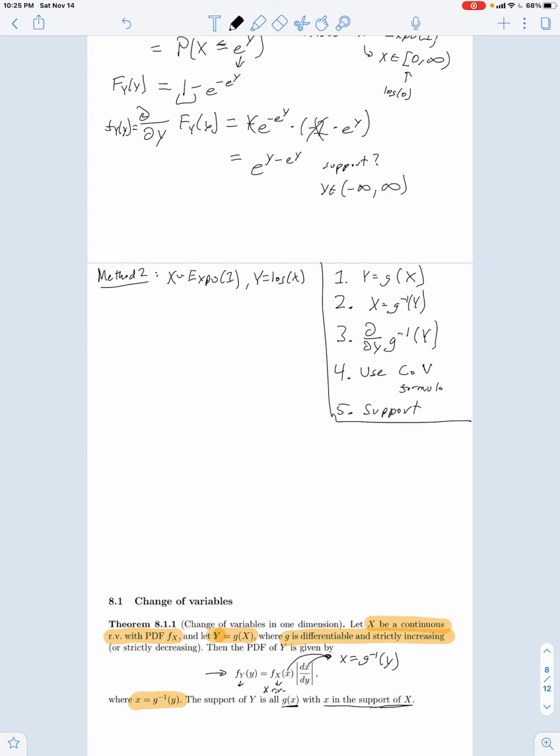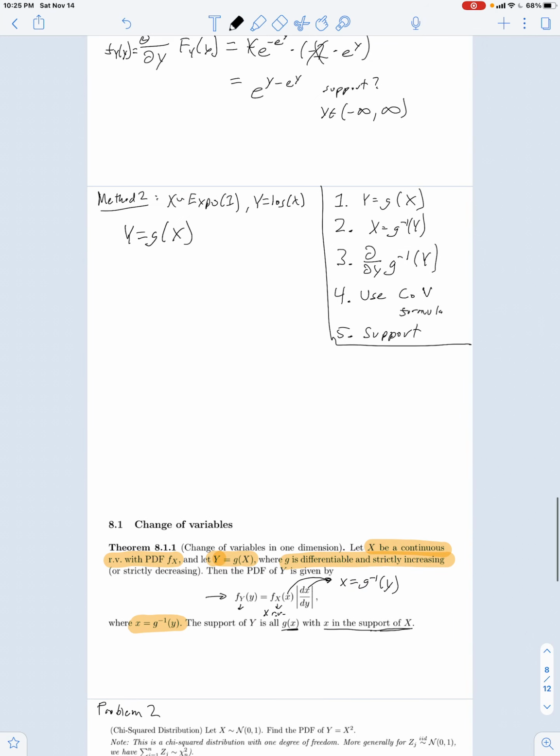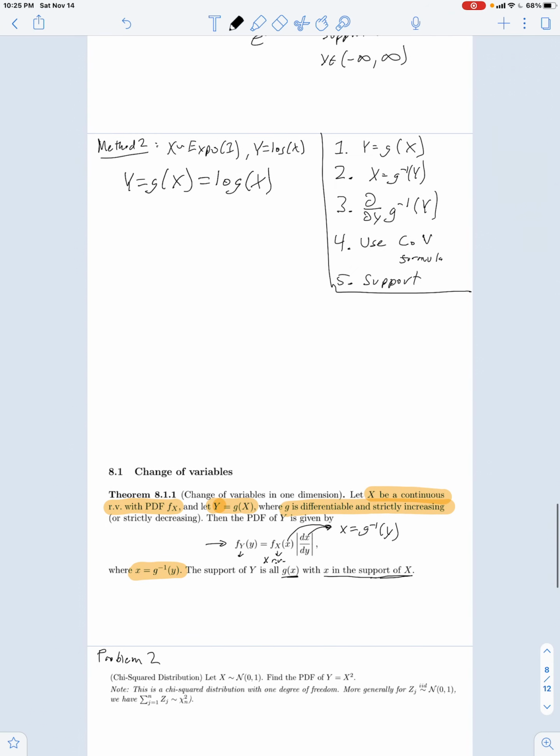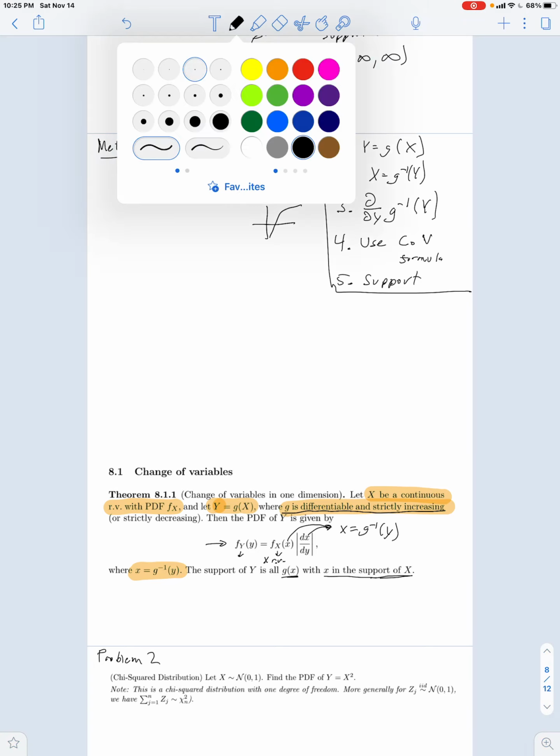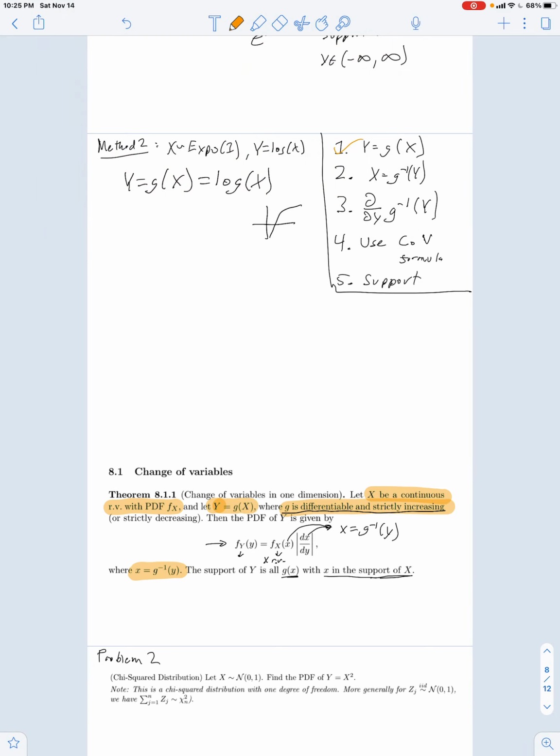Okay, so first, can I use the change of variables formula? Well, in order to figure that out, I need to write down y equals g of x, which is pretty simple. It's actually given to me in the problem, which is log of x. Recall the graph of log. It just goes something like this. So I know that g is differentiable and strictly increasing. So I'm okay to use the change of variables formula, and I can check off step 1.